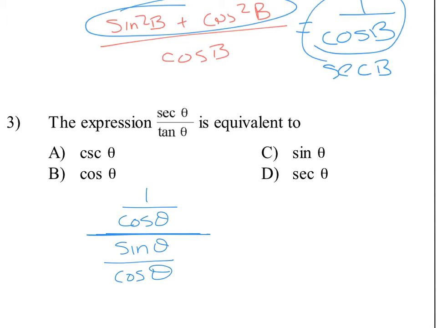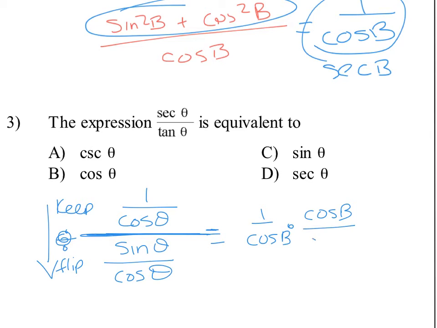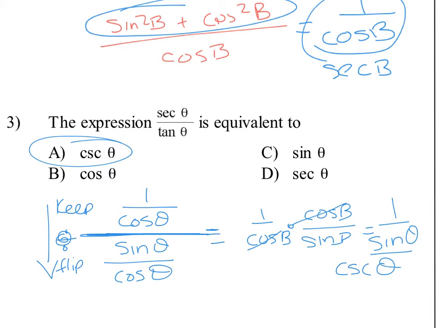So remember, this is a giant division sign, so it's like a division sign going down. So remember, it's keep, change to multiplication, and then flip this guy. So it's 1 over cosine times cosine over sine. These cancel out, so it's 1 over sine, that's not an option, and 1 over sine is cosecant. Next.